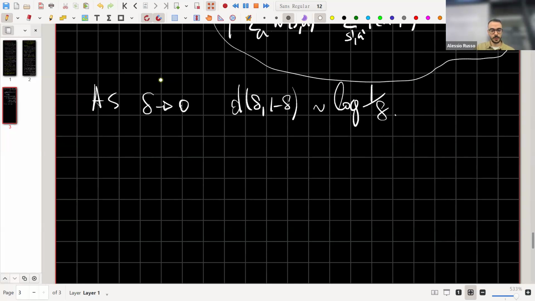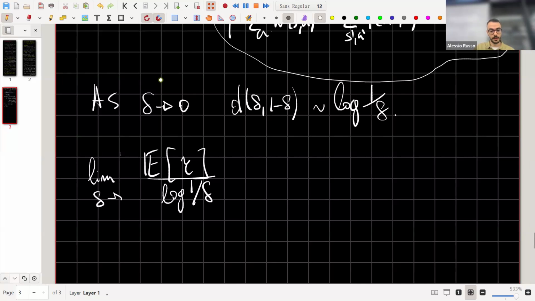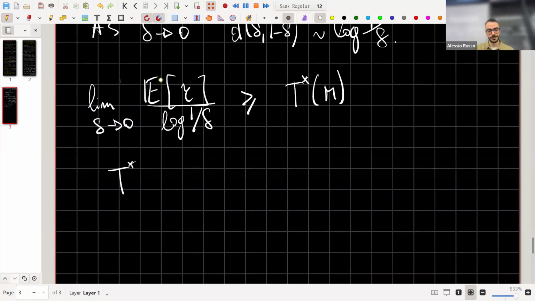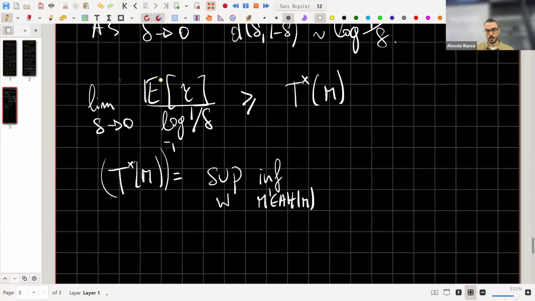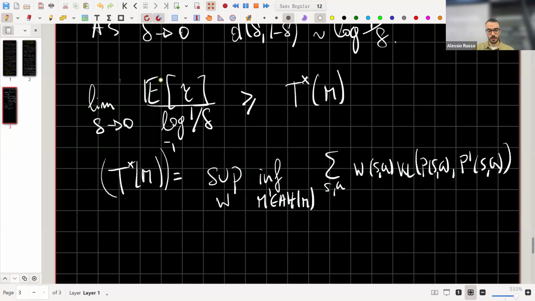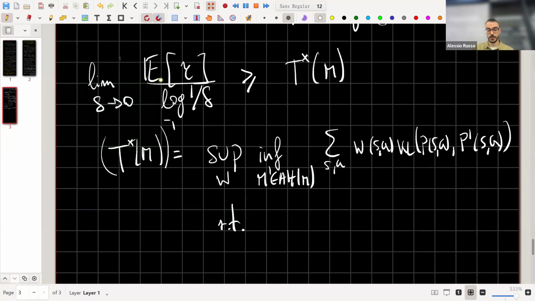And so at the very end, what we have is that the expected value of tau divided by log 1 over delta, as we take the limit as delta goes to 0, is lower bounded by a characteristic time T star of M, where T star of M inverse is the solution to this optimization problem, subject to the stationarity constraint.